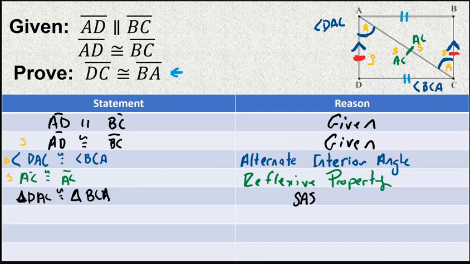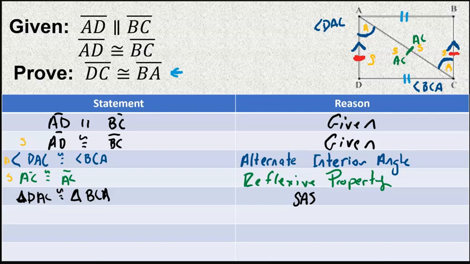Don't get confused. Those marks are appearing after we prove the triangles are congruent. I can make that statement now because the triangles are the same. So that means the individual parts of both triangles are also the same.